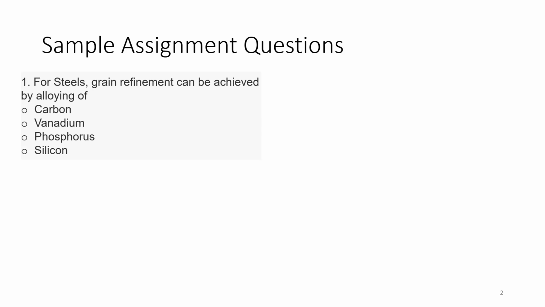So first question is, for steels, grain refinement can be achieved by alloying of. So steel has a lot of alloying elements. Which of these alloying elements would be beneficial for grain refinement? If you know the answer, please type it in chat so that I know how much you already know and how much I have to tell further. Okay, so your options are carbon, vanadium, phosphorus and silicon. So type in chat if you know the answer.